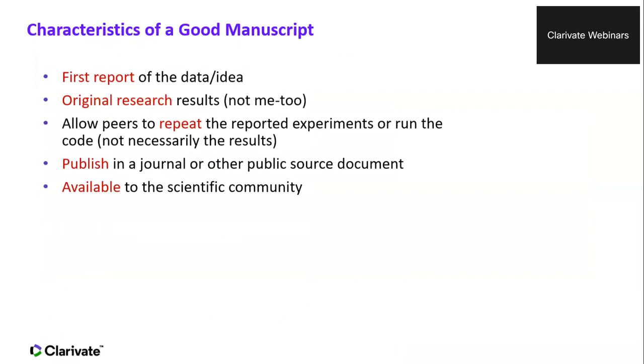The characteristics of a good report, in terms of it being an original research article, is that the results need to be original, in the sense that they should not be replicating other research.